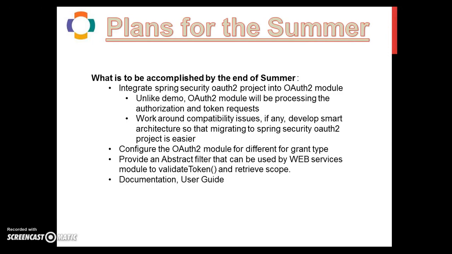I'll be configuring the OAuth2 module for different grant types. Currently, we just saw the initial part of issuing token, which was the step 2 which we discussed. So I'll be configuring this for other grant types as well. Then I'll be providing an abstract filter that can be used by the web services modules like FHIR and REST-WS so that they can access the validate token feature, and whatever request is coming to these modules, they can validate and authenticate the client. And I'd provide a good user guide and documentation to support this module.